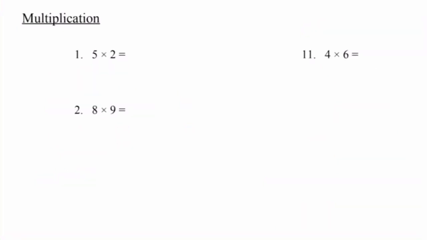Next topic is multiplication, and it's asking us to multiply the numbers below. Number 1, 5 times 2. There are different ways you could approach this problem, but let's start off with drawing it out. 5 times 2 can also be referred to as 5 groups of 2.